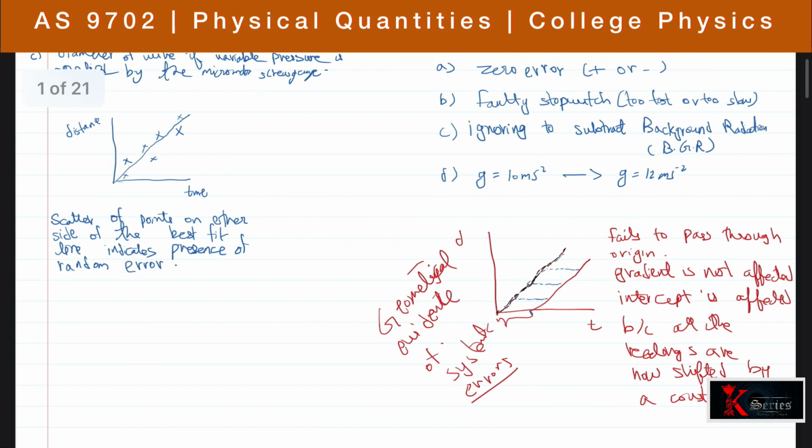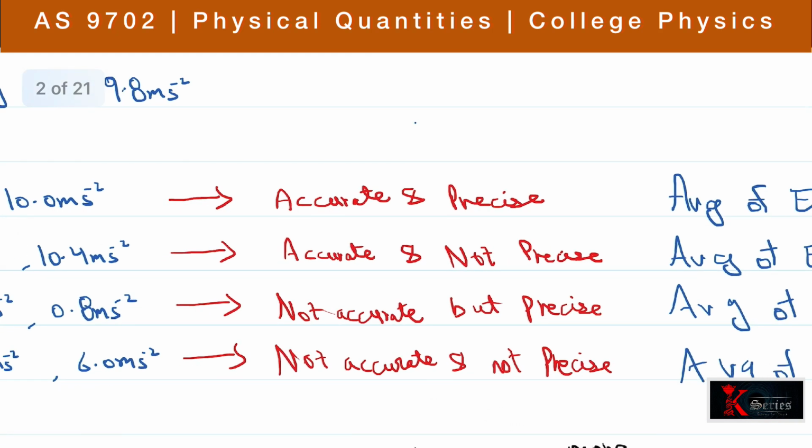The true value for acceleration due to gravity is 9.8 meter per second square, right? So if we carry out experiment 1 and we obtain the values of acceleration due to gravity as 9.6, 9.7, 9.8, 9.9 and 10 meter per second square, we know that this experiment is accurate. Why is it accurate? Because the average of all the values present here is 9.8, which means they're close to the true value, which confirms that experiment 1 is accurate.